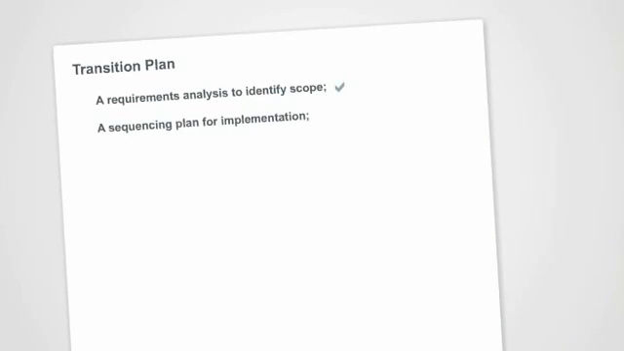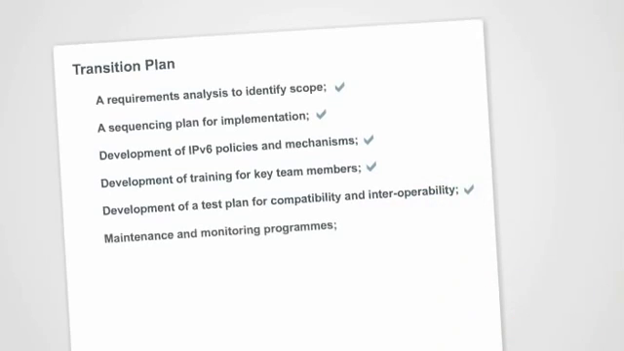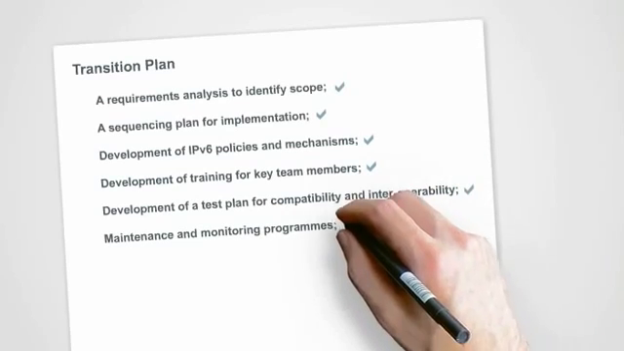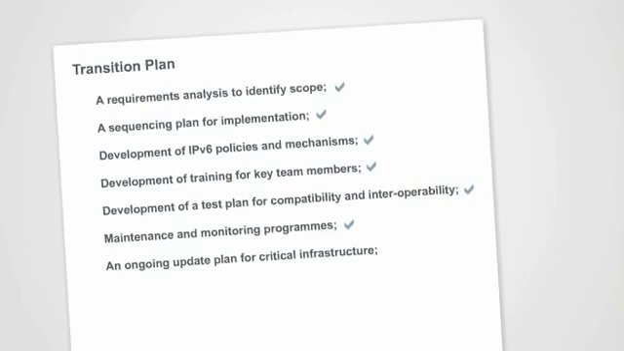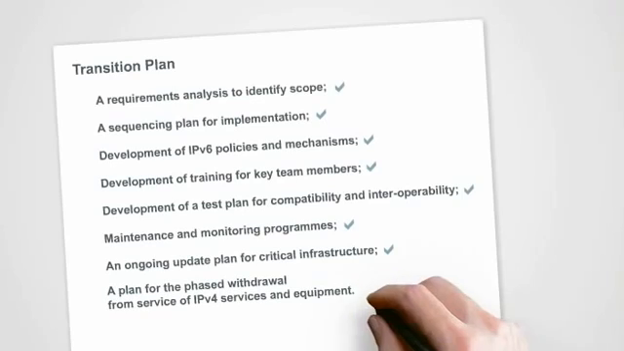As a minimum, a transition plan should be produced to include a requirements analysis to identify scope, a sequencing plan for implementation, development of IPv6 policies and mechanisms, development of training for key team members, development of a test plan for compatibility and interoperability, maintenance and monitoring programs, an ongoing update plan for critical architecture, and finally, a plan for the phased withdrawal from service of IPv4 services and equipment.